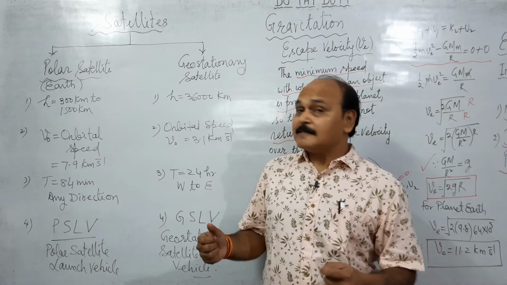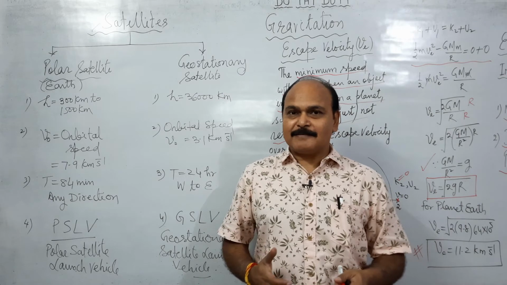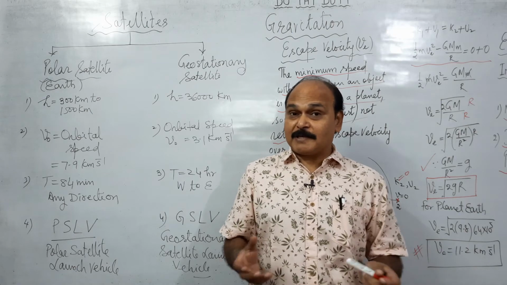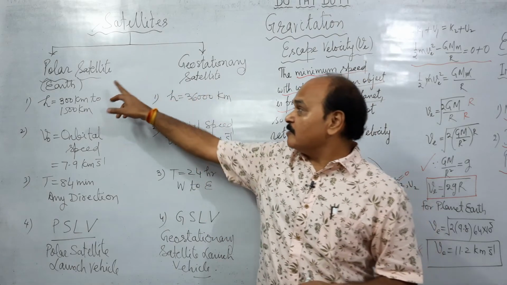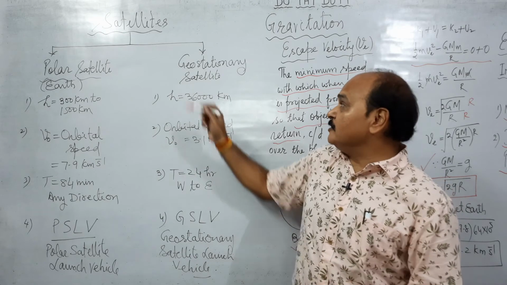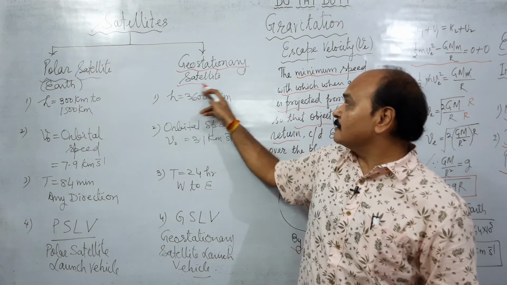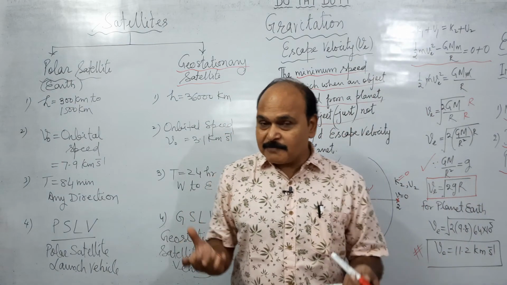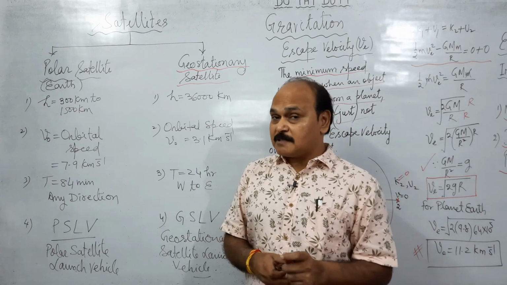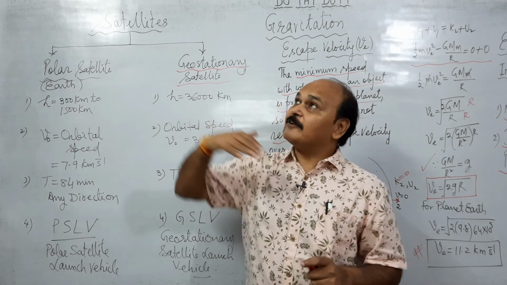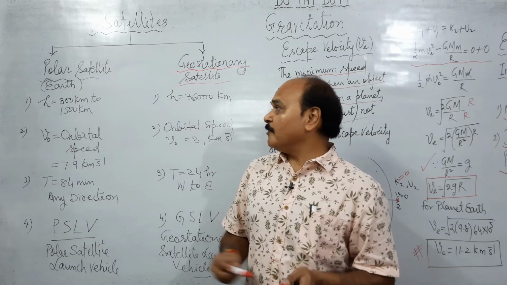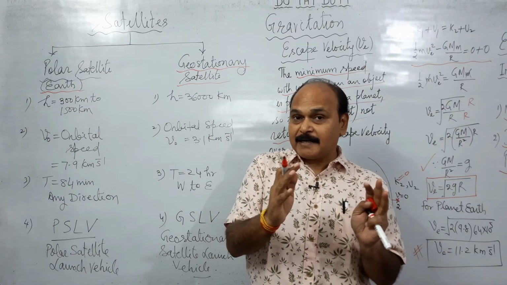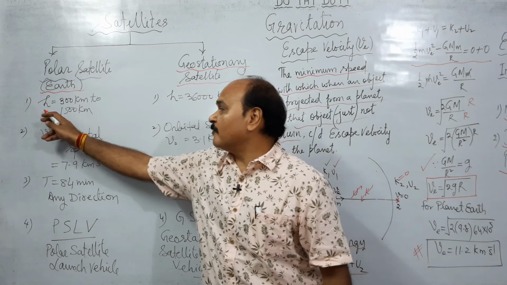Our Earth has a number of artificial satellites. These artificial satellites are man-made, and they are of two types. One is called polar satellites and the other is called geostationary satellites. What are polar satellites? Polar satellites are the satellites which are very close to the Earth's surface. They revolve around the Earth very close to its surface, which is why we also call them Earth satellites. Their distance varies from 300 to 1500 km from the Earth's surface.